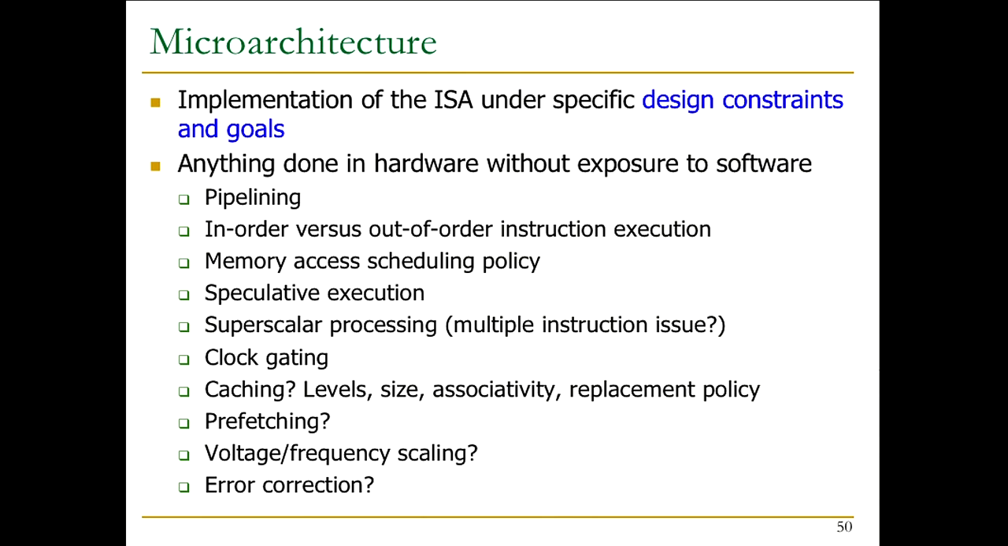But is this part of the ISA? If the software doesn't need to know about caching, it's not exposed, then it's part of the microarchitecture, right? But if, for example, the ISA specifies, maybe not the associativity, but instructions that can move data between the caches, hints, then that cache is exposed to the software, right? Then it's part of the ISA. At least part of the cache is part of the ISA.